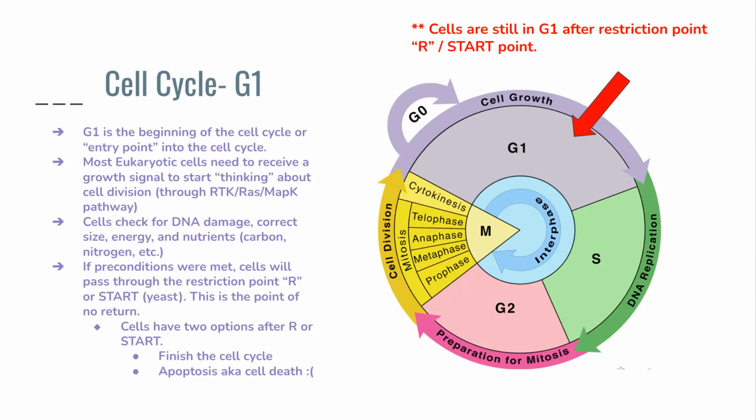And I didn't mention this, but the growth factor signal is usually transduced through the RTK RAS MAPK pathway. If these conditions are met, cells will pass through the restriction point, which is the point of no return. If the cell passes through the restriction point, it must either complete cell division or die. The restriction point in yeast is called start. So the cell must finish the cell cycle after the restriction point or undergo apoptosis, aka cell death.